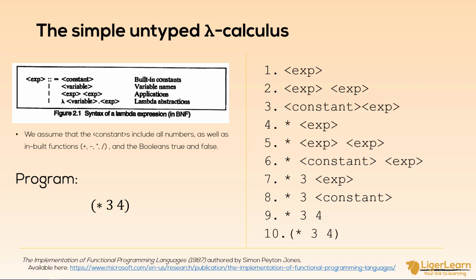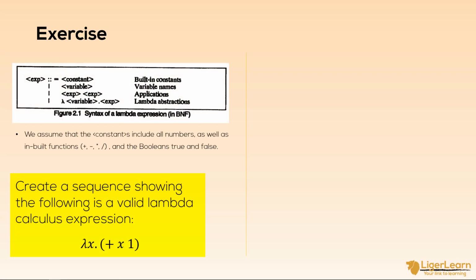Your entire program is a single expression, and the program is executed by evaluating the expression. In this case, the expression is multiply 3 and 4, which would obviously evaluate to 12 when the program is executed.